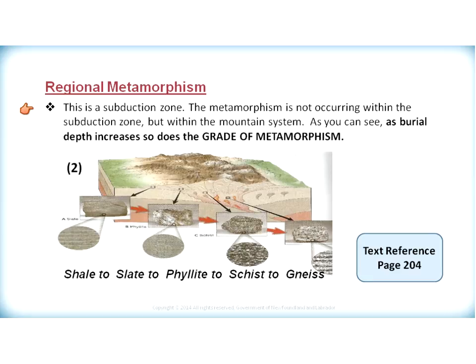In this diagram, we see a subduction zone, where one tectonic plate subducts beneath another. As a result, the metamorphism is not occurring within the subduction zone, but within the mountain system. As you can see, as burial depth increases, so does the grade of metamorphism. When we look at the diagram down below, we see the farther we travel inside of the collision boundary, the deeper and the hotter the temperature gets.